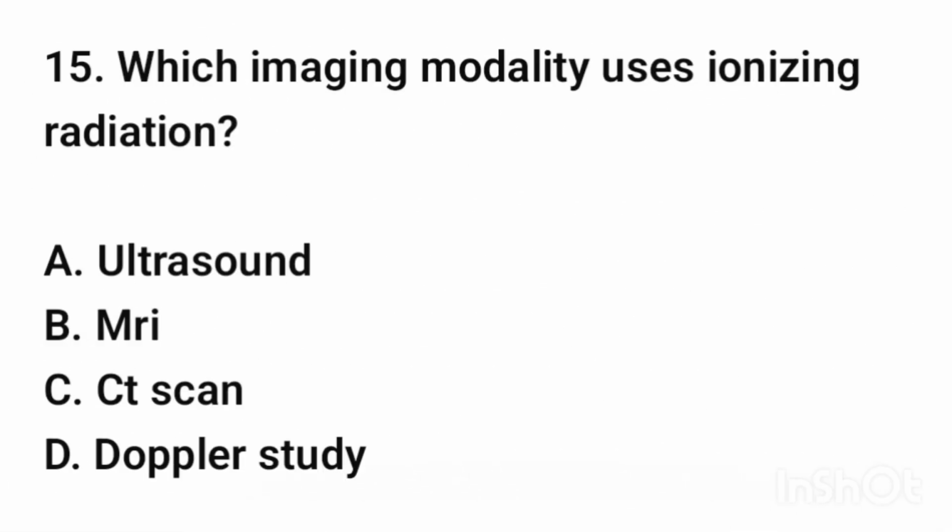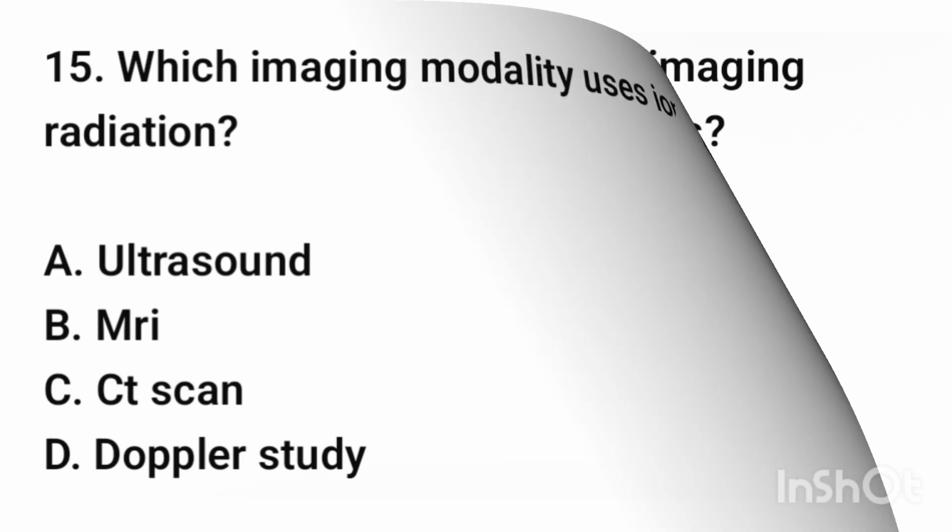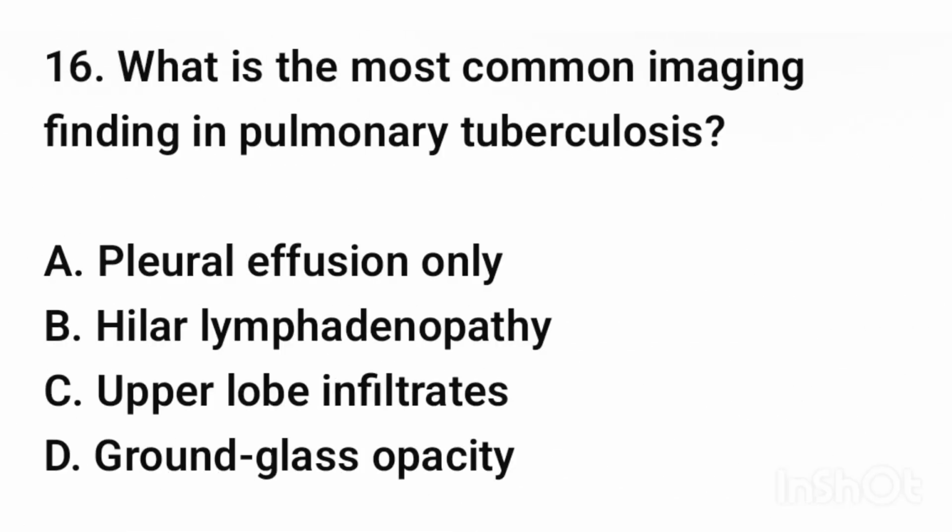Question number 15. Which imaging modality uses ionizing radiation? The correct answer is option C, CT scan. Question number 16. What is the most common imaging finding in pulmonary tuberculosis? The correct answer is option C, upper lobe infiltrates.